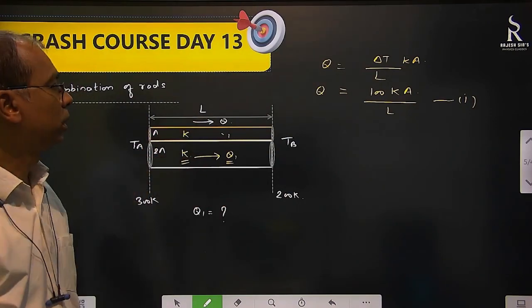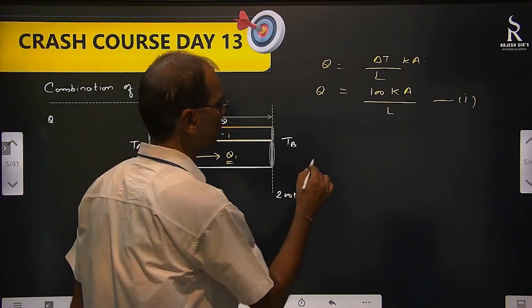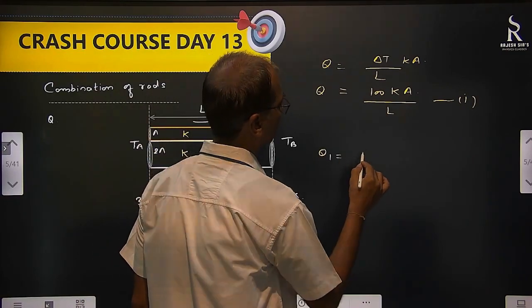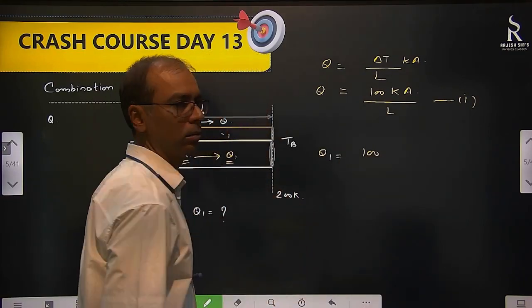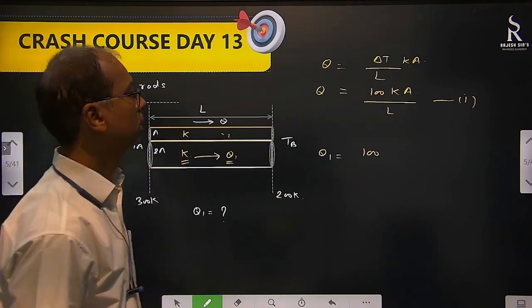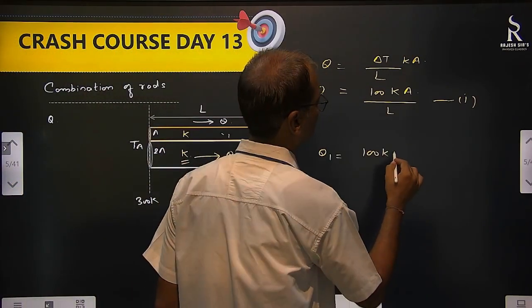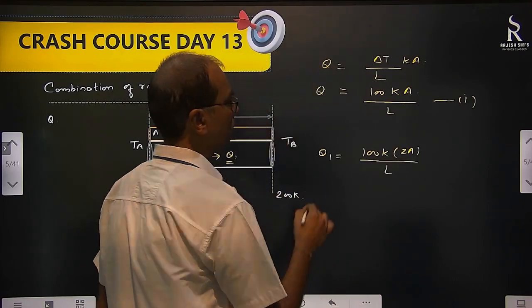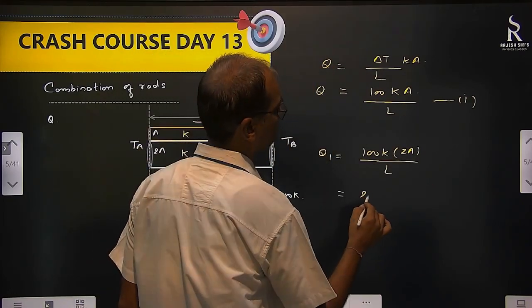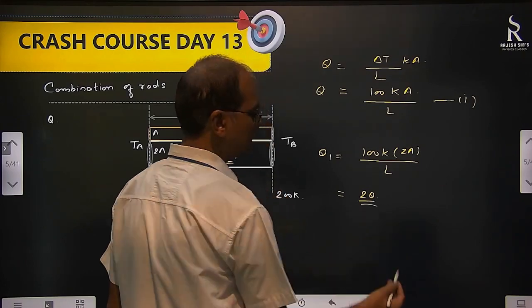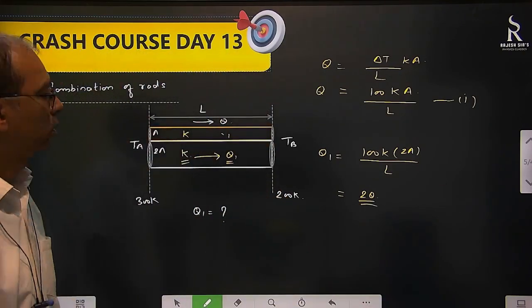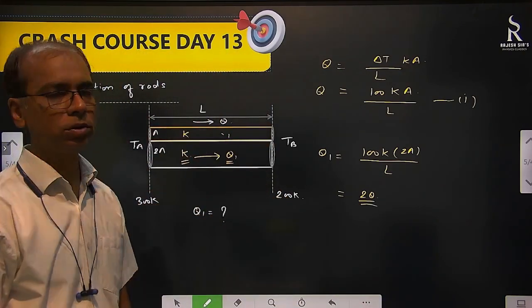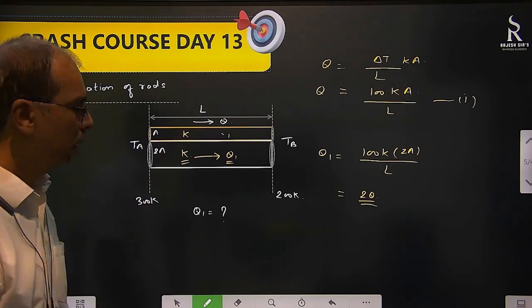Now we have to find Q1. Q1 we are writing again 100, this is K, area is 2A by L. So if this is Q, this is 2Q. That's it. It's over. So from here Q is going, from here 2Q is going.